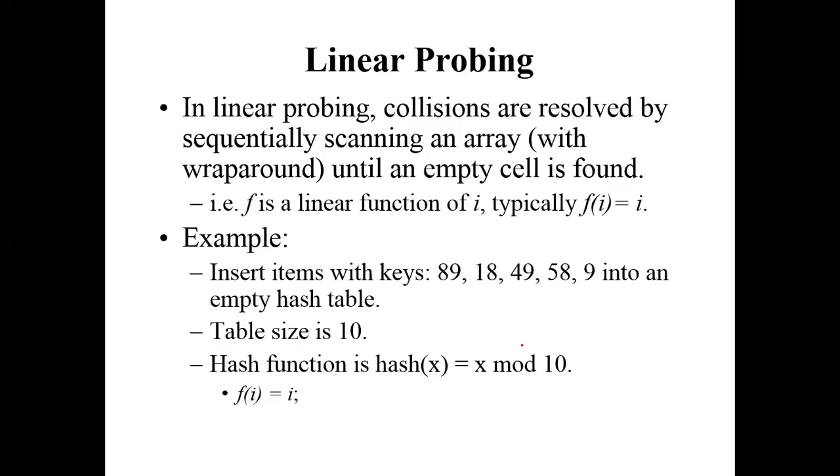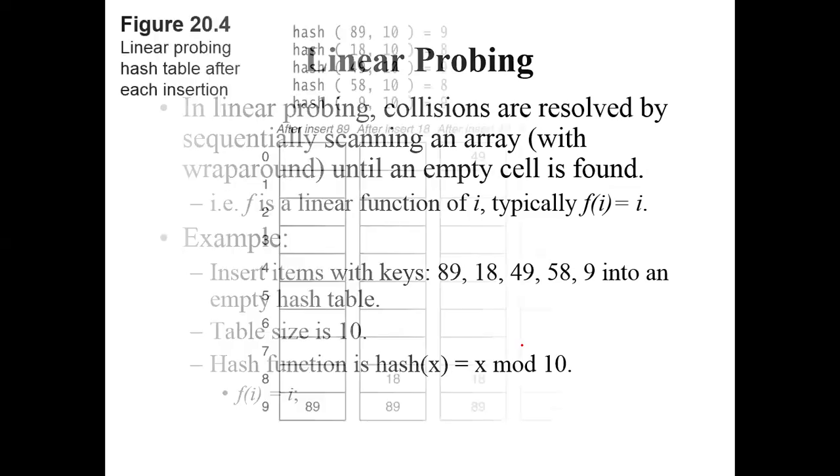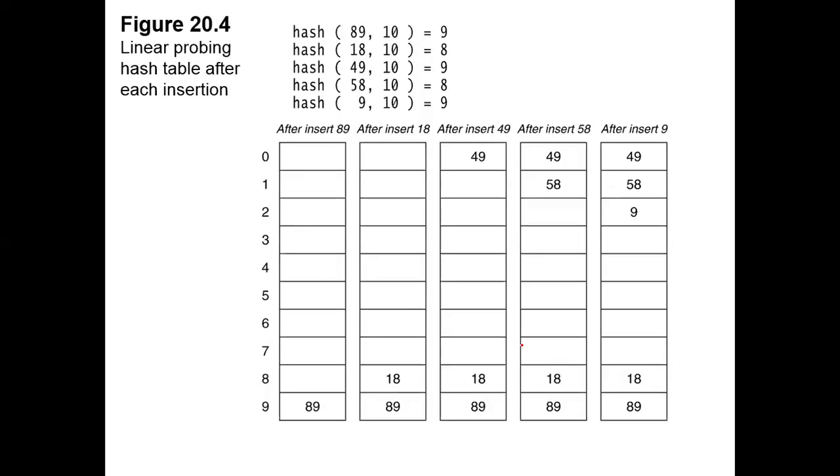I will explain what is meant by linear probing with an example. First we have some set of data. The table size is 10. First we add 89, and 89 mod 10 gives 9. So 89 is added. Next is 18, 18 modulus 10 is 8, so 89 and 18 are both added.